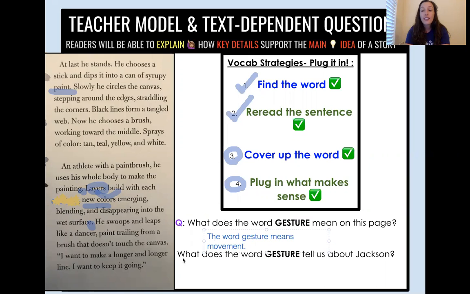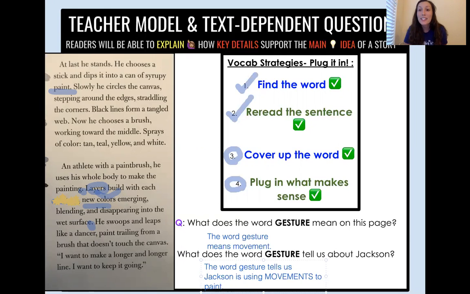And if we look at the second part of the question, what does the word gesture tell us about Jackson? It tells us how he's painting. He's not just painting with a regular paintbrush or sitting down like an artist. He's moving around the whole canvas. So the word gesture tells us Jackson is using movements, just what that word means, to paint.